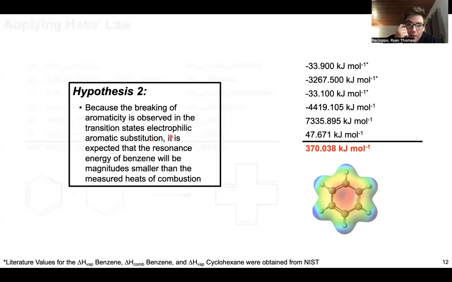Which, in accordance with our hypothesis, is about a magnitude smaller than the combustion values, which are shown here by the 3,000, 7,000, 4,000 values. Because whenever I calculated the percent difference between our Cygress result and this result, we saw about a 90% difference. So it shows that maybe bomb calorimetry isn't the best, but it does answer our research question that we can experimentally determine the resonance energy of benzene, maybe perhaps using different models in the future.